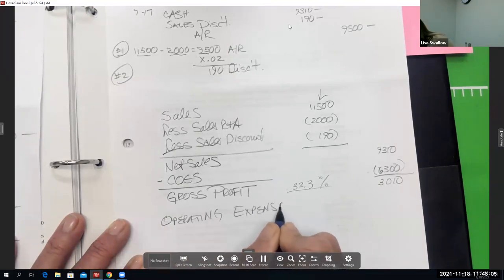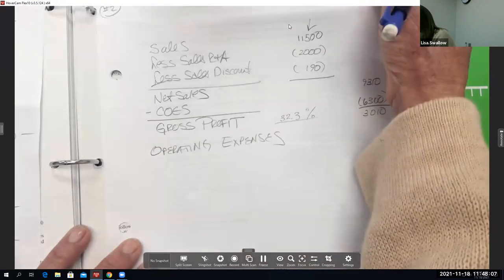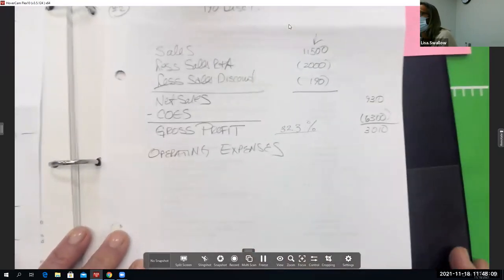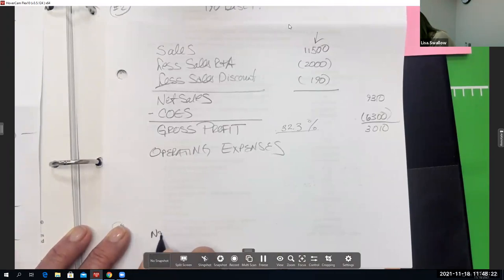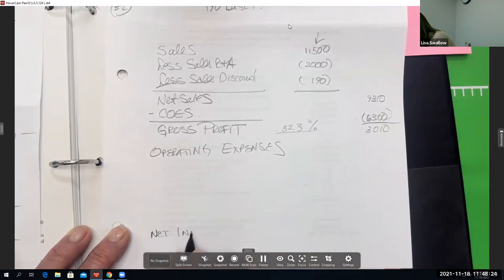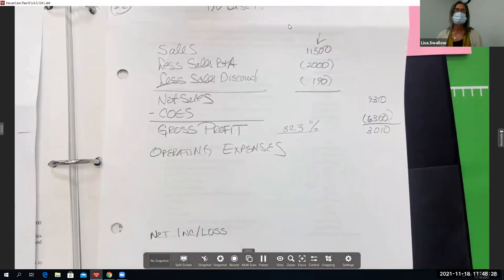Okay, and let's just leave that for a while. And then what's it going to say all the way at the bottom? Week one, what's at the very bottom of my P&L? Now, okay, so now the question is, what kind of company am I?